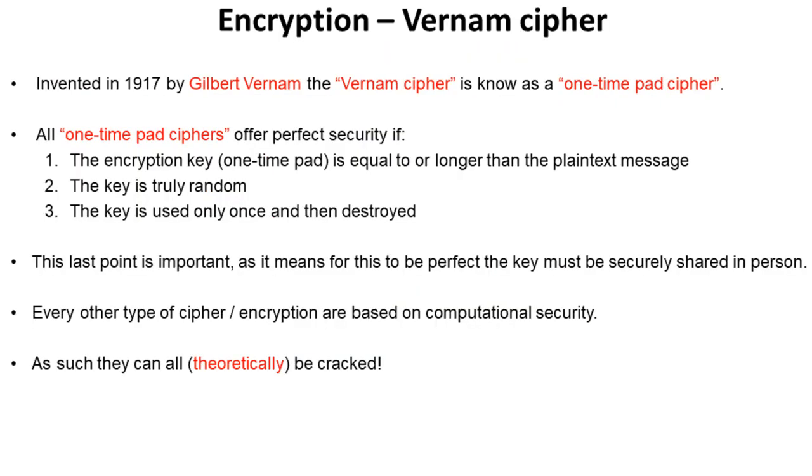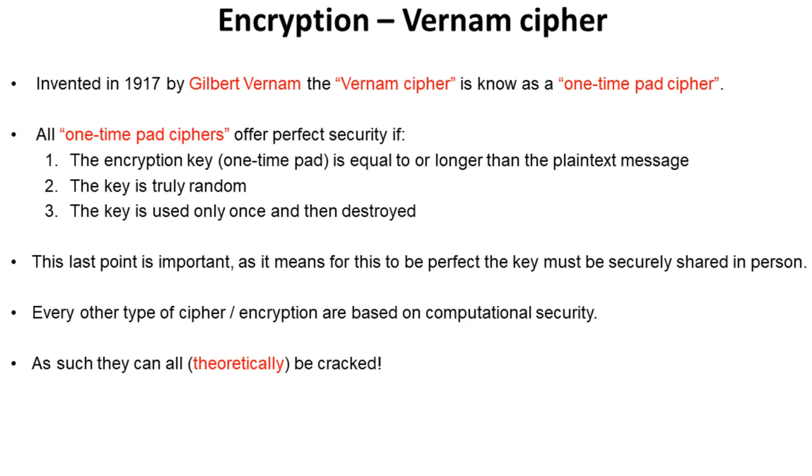So invented in 1917 by Gilbert Vernam, the Vernam cipher is known as a one-time pad cipher. Now, all one-time pad ciphers offer the potential of perfect security, but only if certain conditions are met. Firstly, the encryption key, which is the one-time pad, must be equal to or longer than the number of characters in the original plain text message being encrypted. The one-time pad key must be truly random, and this one-time pad key must be used once and then destroyed.